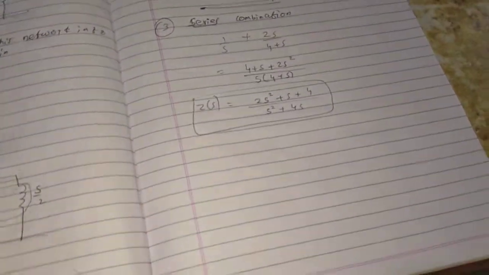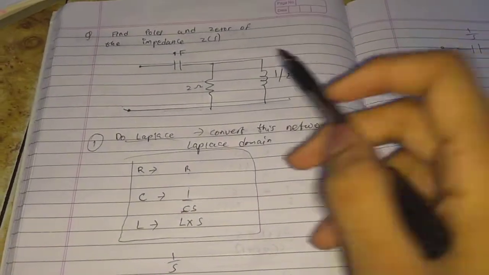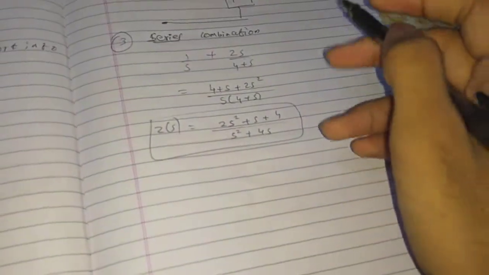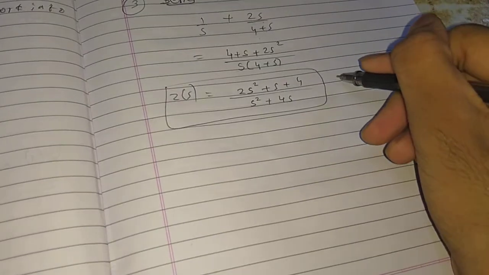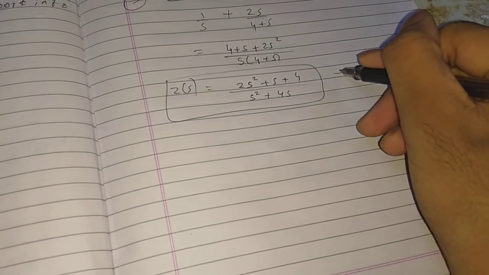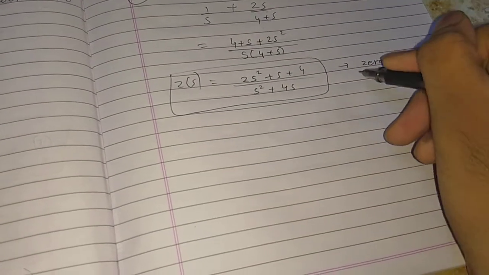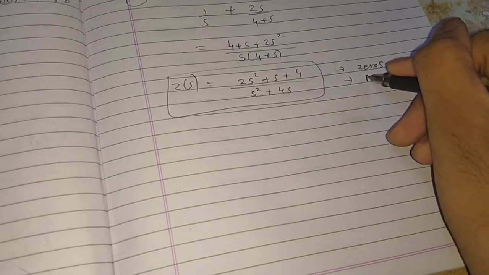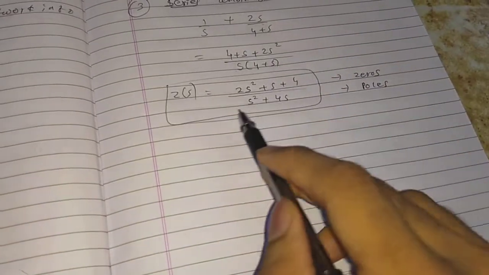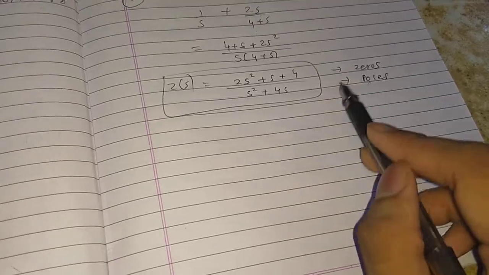After getting z of s, we have to find out the poles and zeros. Now remember, for z of s, the numerator will consist of zeros and the denominator will have poles. Always remember, the denominator has poles and the numerator has zeros.